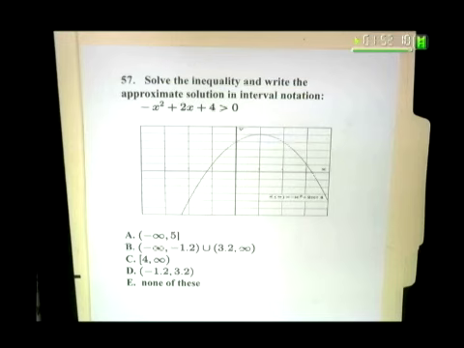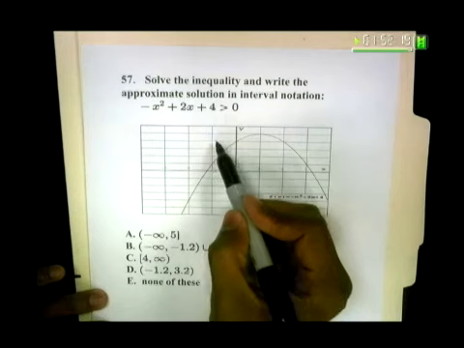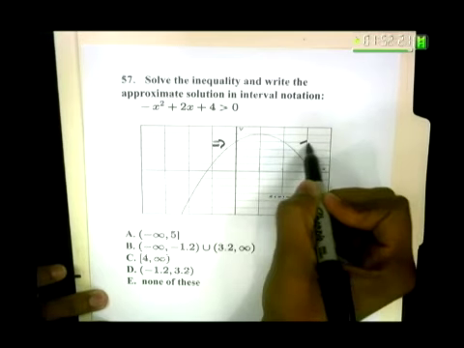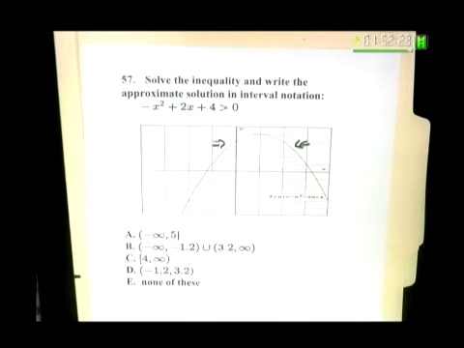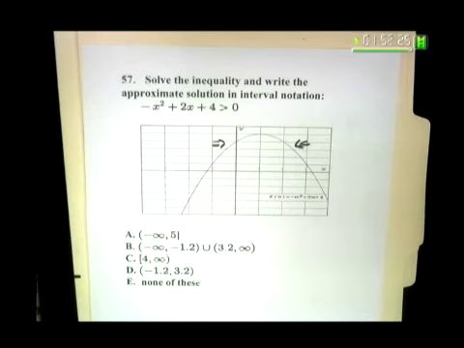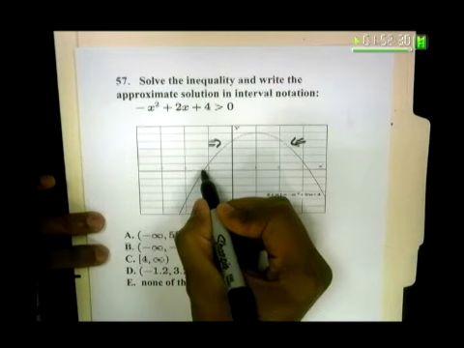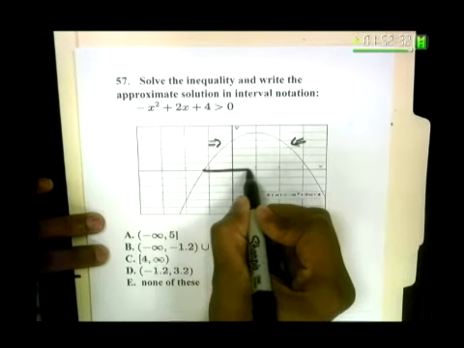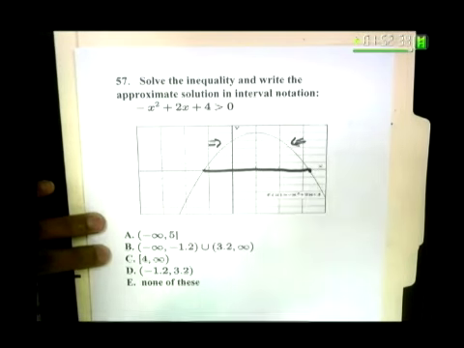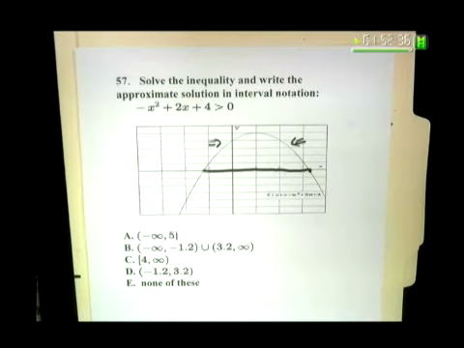But really, we're talking about the part of the graph, again, where the y values are positive. So we're talking about the graph that's in between this point, whatever that is, and this point, whatever that is. So which one of these solutions looks like it would match that interval? D. So on the one before that, you're looking at everything outside.